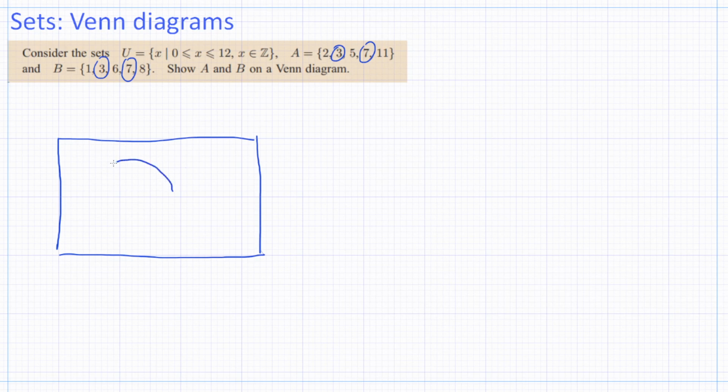So when we draw our sets, let me use a different color here. Let me first draw sets, which I'll call A. Alright, now set A, I'm going to have 1, 3, 6, 8, and 7. Oh, that's set B.